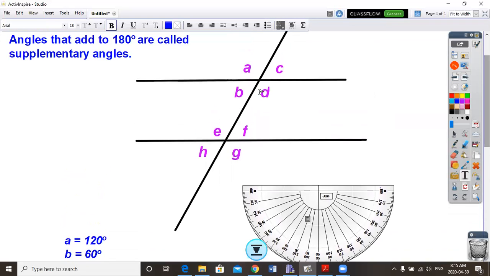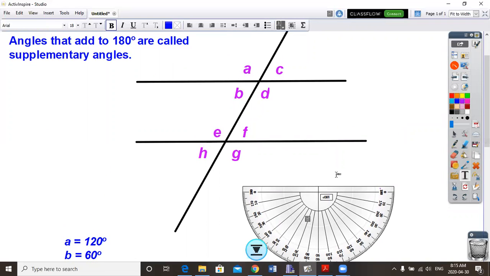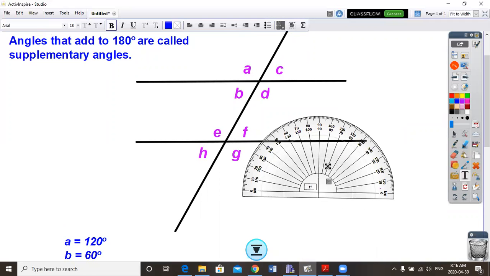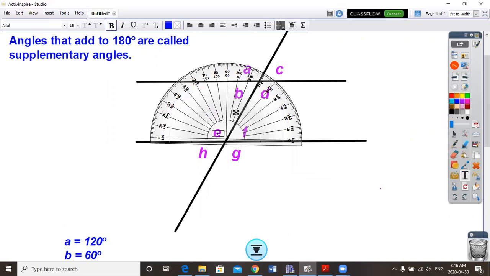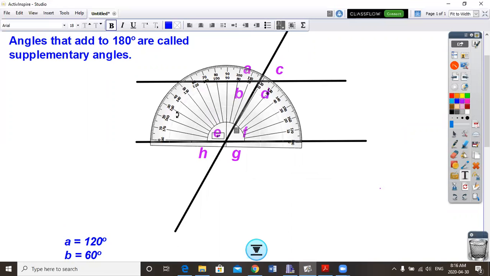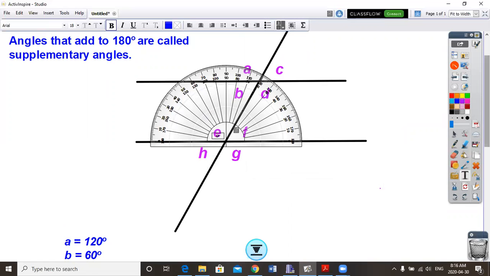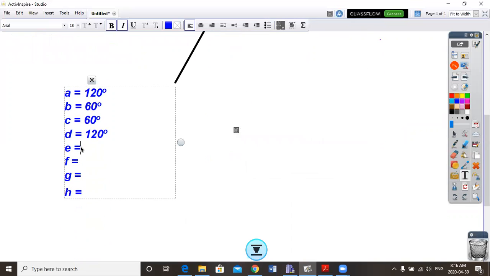Okay, so we've got these four angles, A, B, C, and D measured, and we'll continue on and we'll measure angles E, F, G, and H. So we'll flip the protractor over and we will measure angle E. As we measure, 10, 20, 30, 40, 50, 60, 70, 80, 90, 100, 110, it's 120 degrees. So angle E is 120 degrees. Angle E is equal to angle D. Angle E is equal to angle A, again, using deductive reasoning here because we've gathered data.